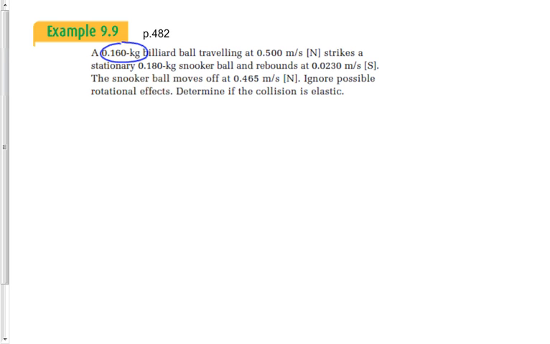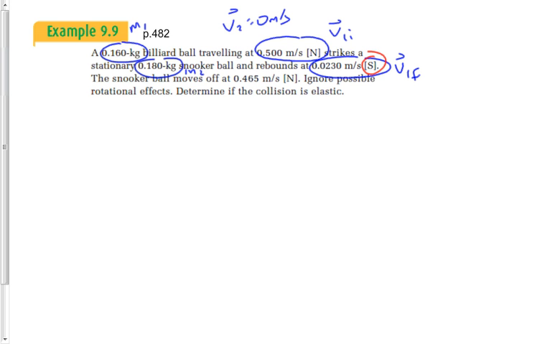We're going to call this object, object number 1, and this object, object number 2. Object number 1 is moving initially at 0.500 meters per second. It strikes a stationary snooker ball, so we're going to say V2I is 0. And the billiard ball, the 0.16 kilogram ball, rebounds at 0.0230 meters per second to the south. That's going to be V1F, object number 1 after the collision takes place. I'm going to circle the north and the south there in red, right? Because I don't want to forget that one of them is negative, one of them is positive. The snooker ball, that's object number 2, moves off with a speed of 0.465. We're going to call that V2F.